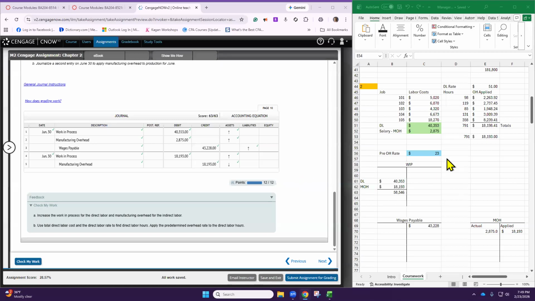Okay, hang on a minute. I was having a little rounding issues here with Excel. So sometimes, here's what we got.